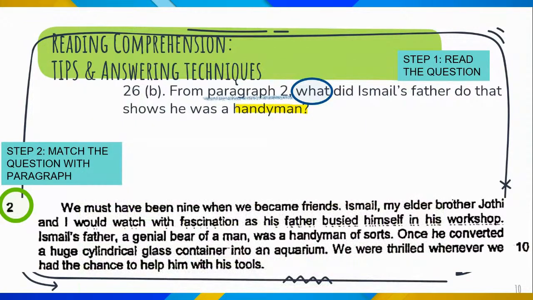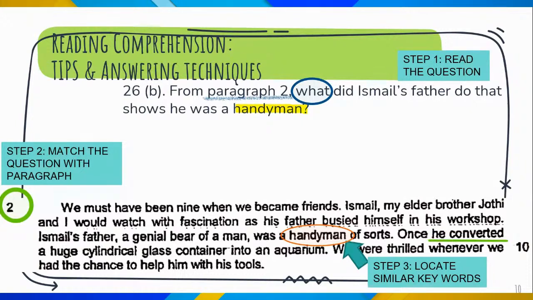Now, can you find the word handyman in the paragraph? There, you can find handyman. So that is your keyword there. Now that you can find the keyword, let's find the answers that are near the keyword. It's either before the keyword, in the sentence with the keyword, or after the keyword. So, where do you think the answer would be?